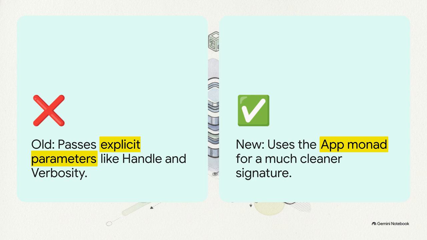But look at the new signature right below it. Print content now just takes a pandoc document and returns our custom app. That's it. All of those config parameters, the handle, the verbosity, have vanished from the signature entirely. We've stopped them from being needlessly passed down through all those layers. It's so much cleaner, and it keeps the focus exactly on what the function actually does.